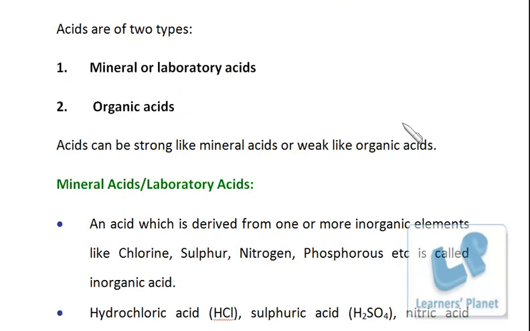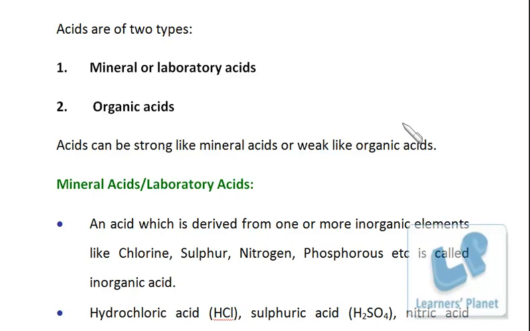Now let's discuss acids in detail. We have two types of acids. One type is mineral or laboratory acids, another is organic acids, right? Mineral or laboratory acids are really strong ones, and the organic acids are weak ones. Examples of mineral or laboratory acids are nitric acid, sulfuric acid, hydrochloric acid.